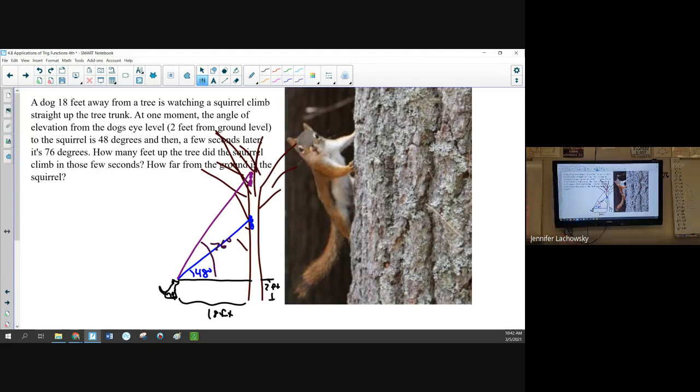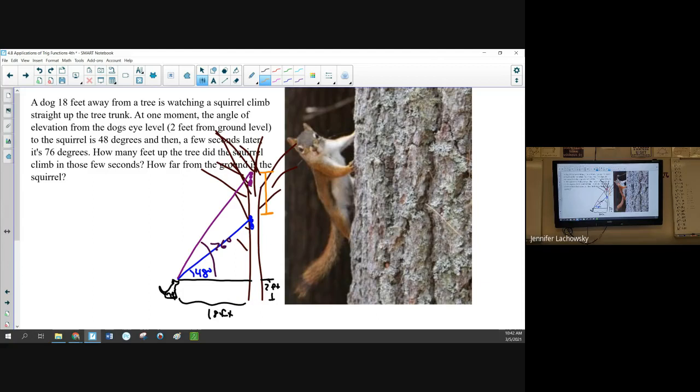Okay. How many feet up the tree did the squirrel climb in those few seconds? So what are we trying to find? There you go. Okay, how many feet up the tree did the squirrel climb in those few seconds? And then how far from the ground is the squirrel, right?